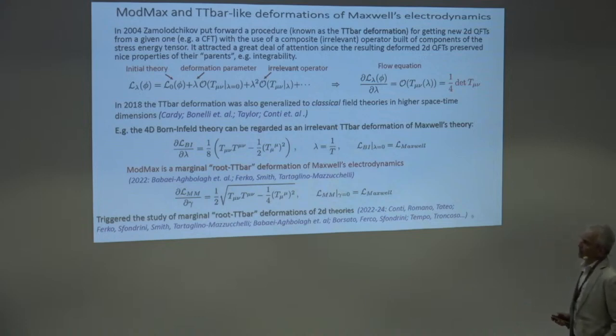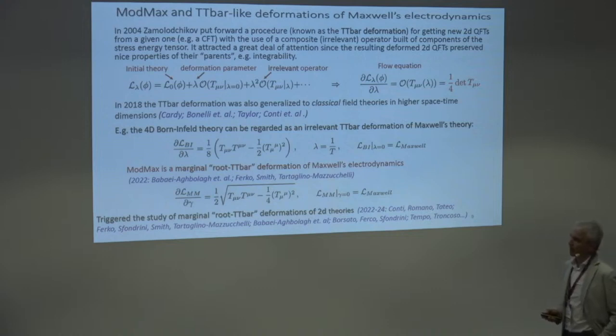And the most prominent operator which people used in 2 dimensions is 1/4 of the determinant of the energy momentum tensor, which is a well-defined local operator in the quantum theory. So that was the main requirement for choosing this form of the deformation.